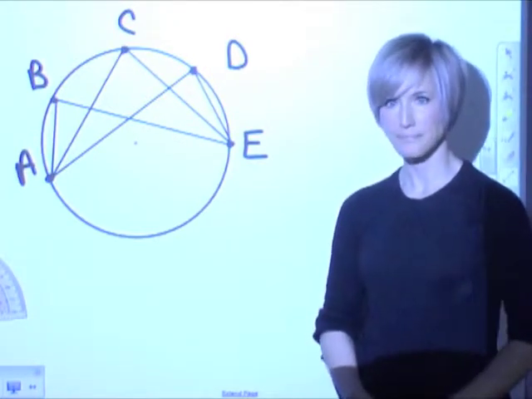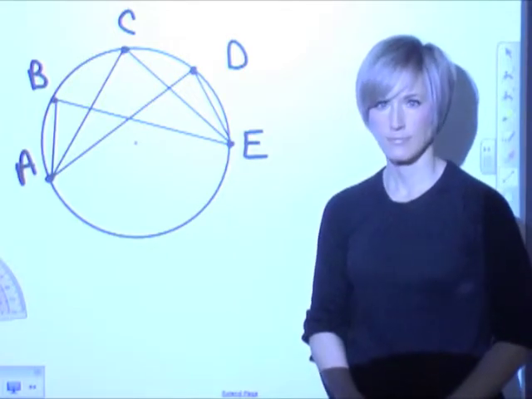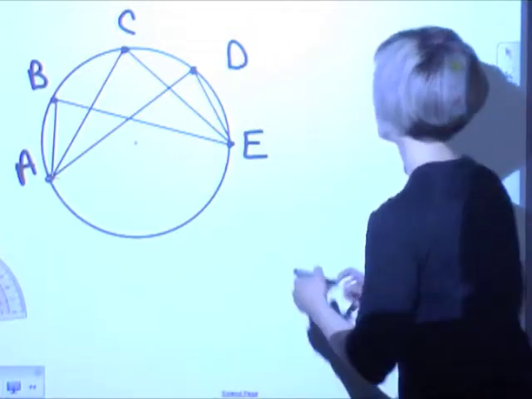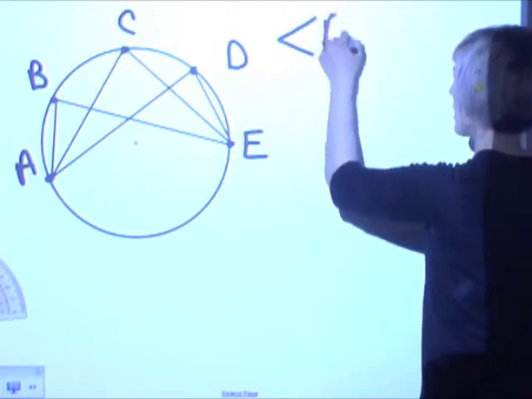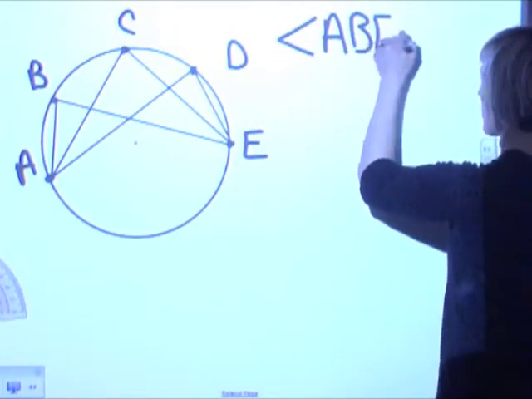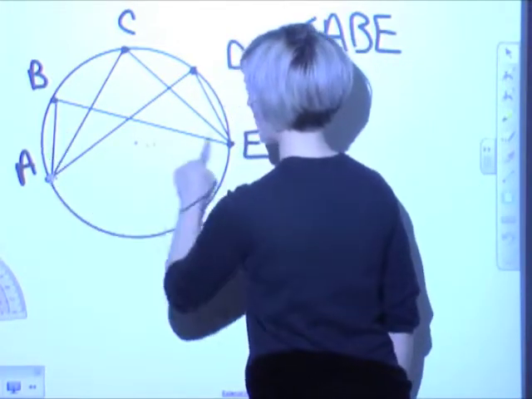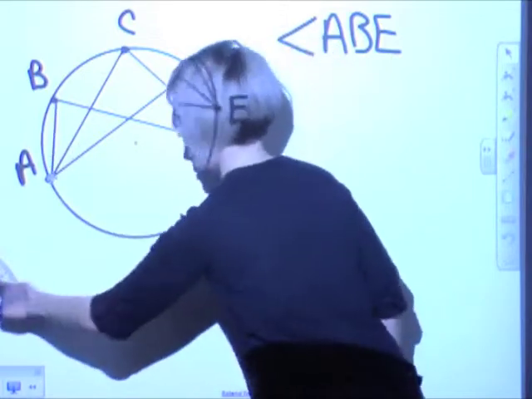Perfect. Now we're going to use your protractor to measure and record the following angles. Okay, so what's the first angle we're going to be doing? Angle ABE. Angle A, B, E. Alright, so we're measuring the angle A, B, E, the angle formed here.